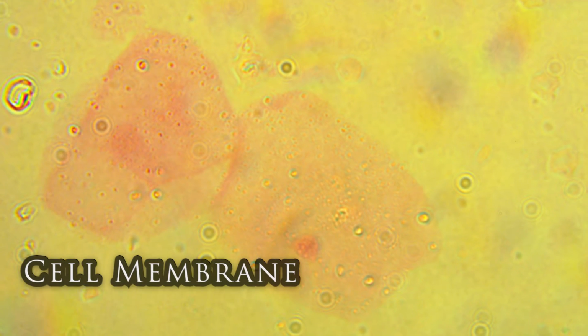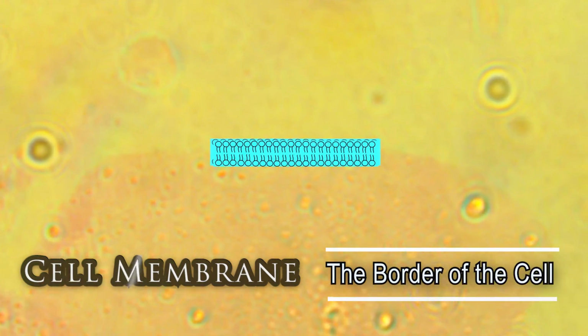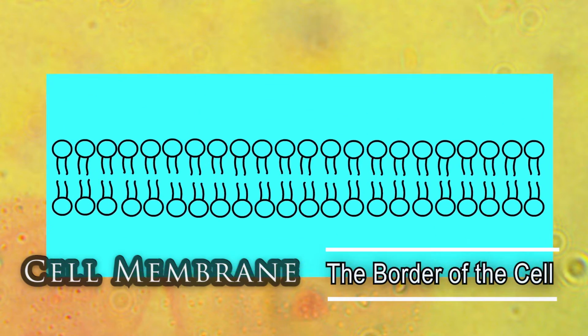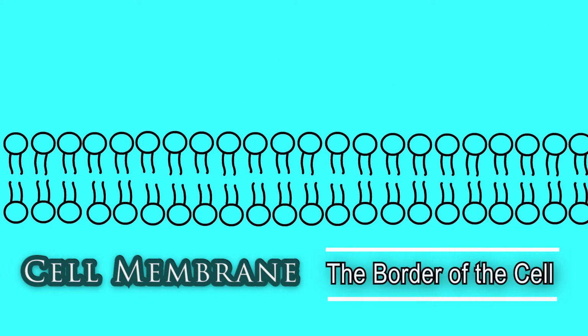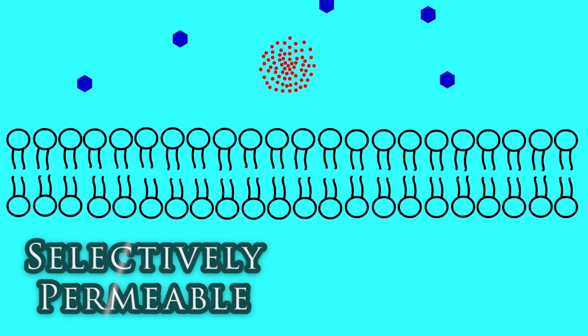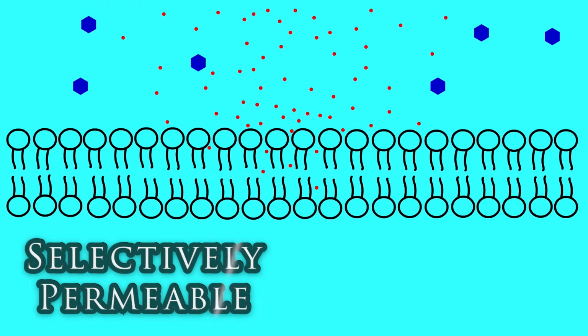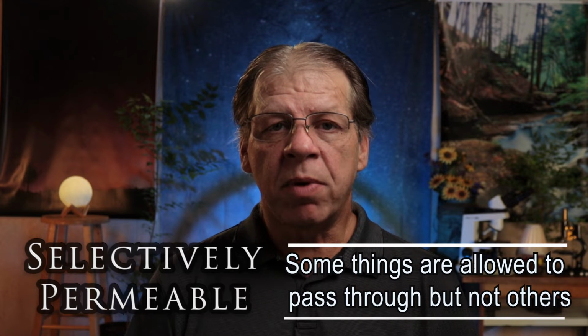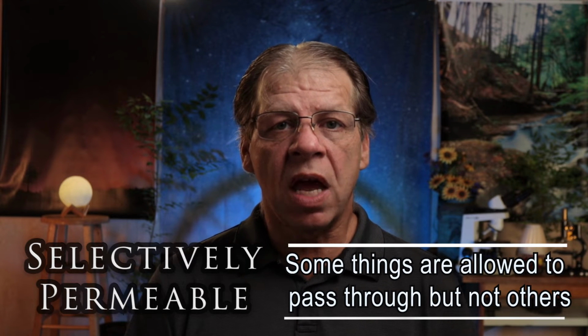The outer layer of the cell is the cell membrane, sometimes called the plasma membrane. It's the border of the cell. It keeps what's in, in, and what's out, out. The cell membrane is made of lipid, two layers. We call it a lipid bilayer. There are tiny little holes or pores in the cell membrane, kind of like in your skin. The cell membrane is what we call selectively permeable or semi-permeable. A selectively permeable membrane allows certain materials to pass through, but not others. It's kind of like the cell's gatekeeper. The cell membrane is selective about what comes in and what goes out.